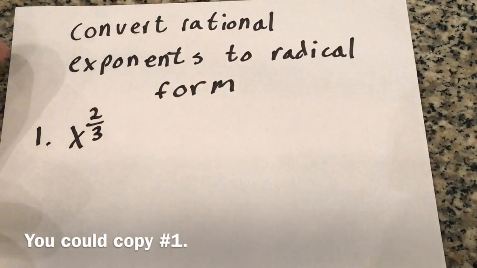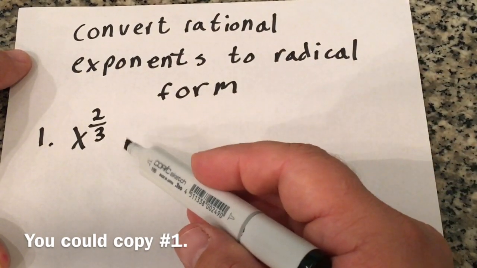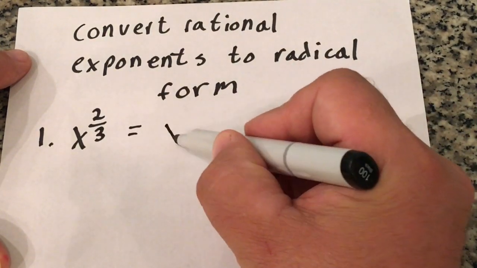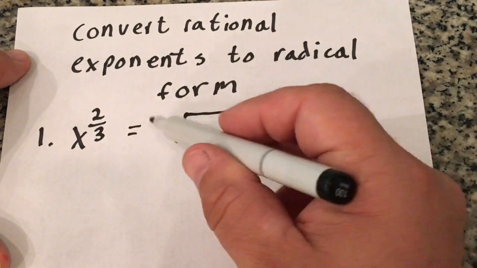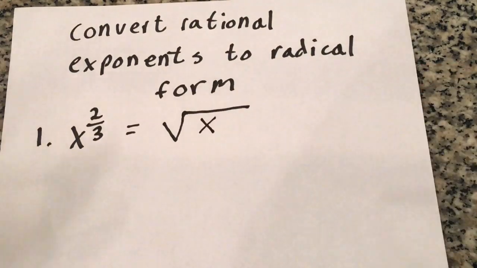So my first set of problems, what I want to do is convert this from exponential form to radical form. So that's going to equal some radical type problem. So I'm going to put a radical, not a square root, just a radical. Something's going to go inside of there. And I'm going to put that x inside.